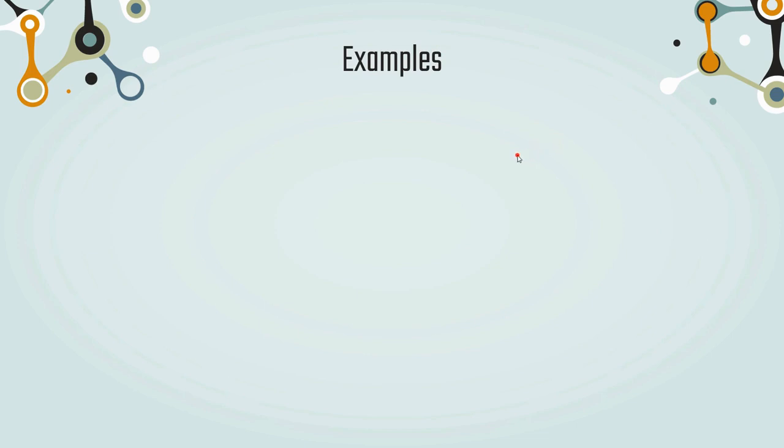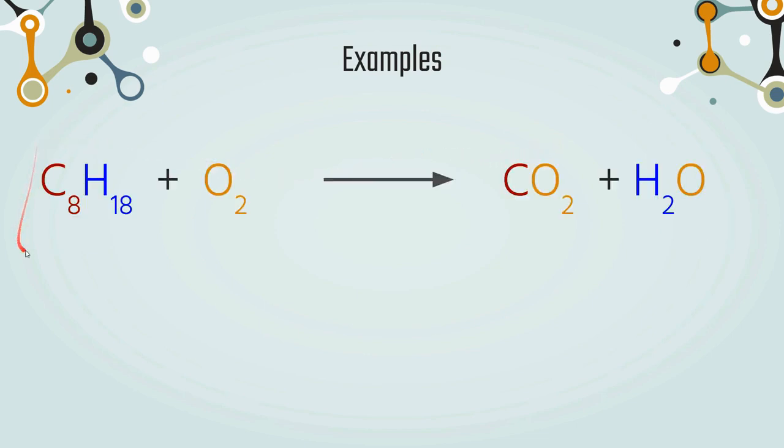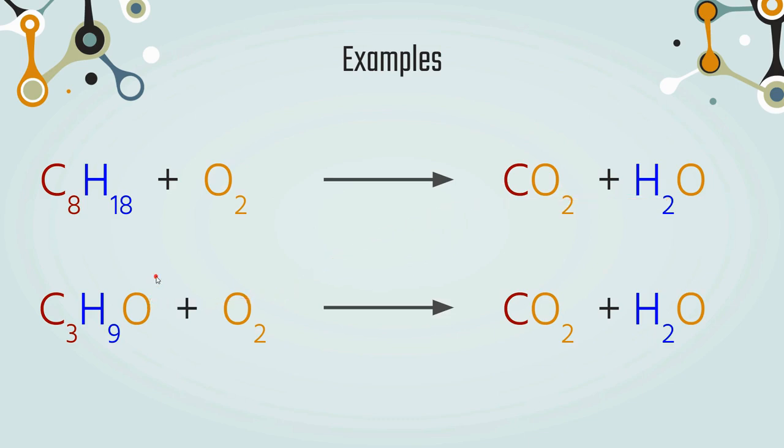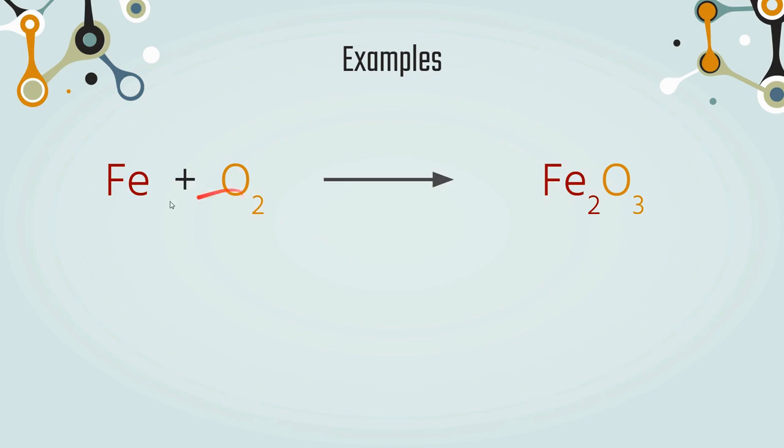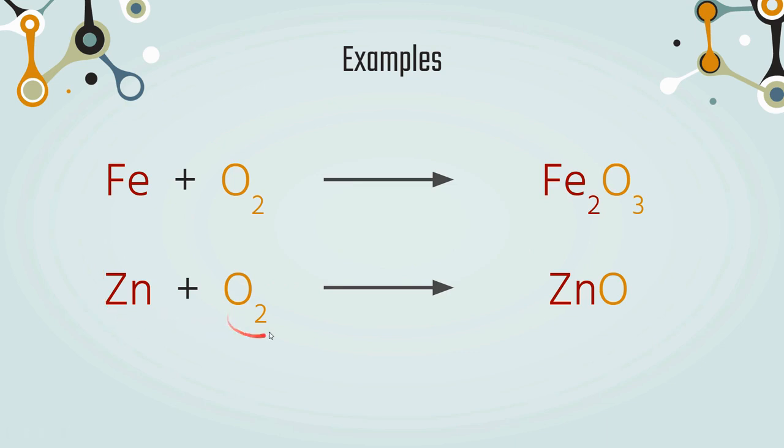Some examples of this as chemical reactions: if we take C8H18, or octane, and we add some oxygen to it, we are going to make carbon dioxide and water. If we take isopropyl alcohol, or C3H9O, and we add oxygen to it, again, we will see carbon dioxide and water as our products. However, there are some other kinds of examples. If we take iron and add oxygen to it, we get iron oxide, or Fe2O3. If we take a different metal like zinc and add oxygen to it, we get ZnO, or zinc oxide.